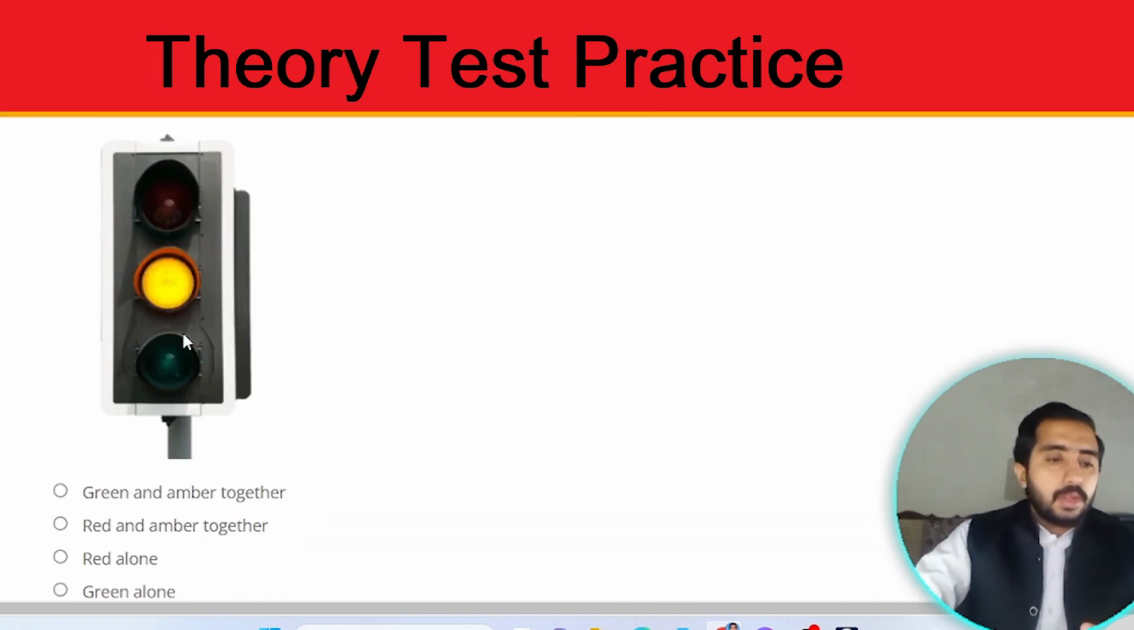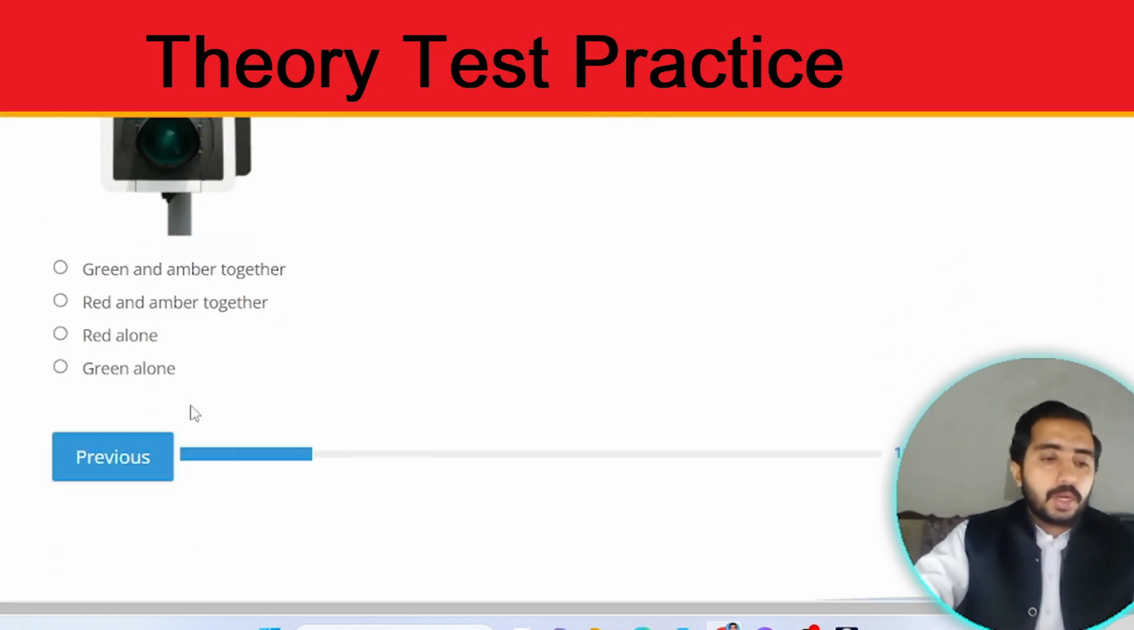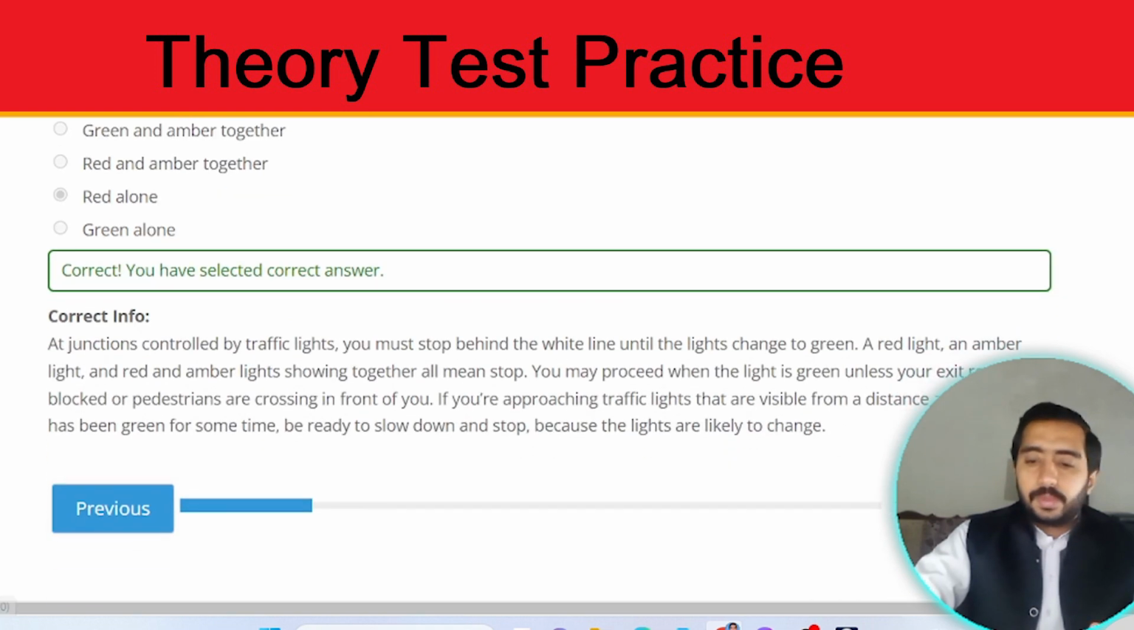Next, you see this amber traffic light ahead. Which light or lights will come on next? Okay, after this yellow light, which color light will come next? The correct answer is red alone. Option C is the correct one.